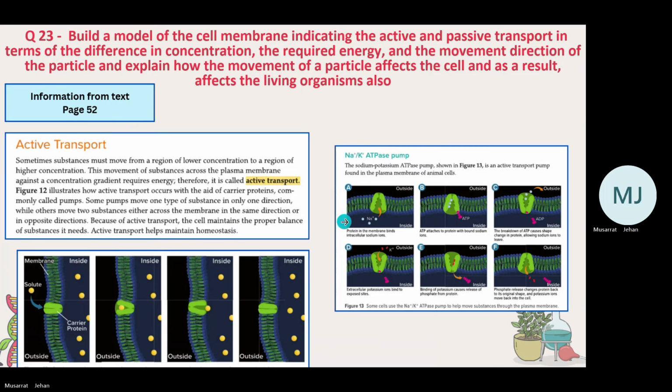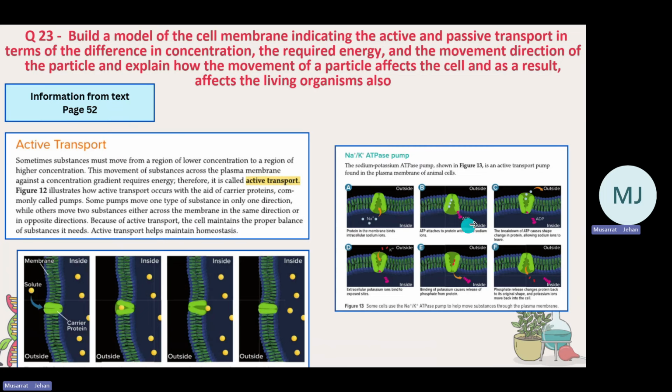First step, 3 sodium ions, sodium positive, 3 sodium ions from inside. Inside there is less sodium, outside there is more sodium. So they're moving from lower to higher. They need active transport. So 3 sodium, they go and they attach to the 3 grooves on the carrier protein. So here you see the 3 sodium ions are attaching here.